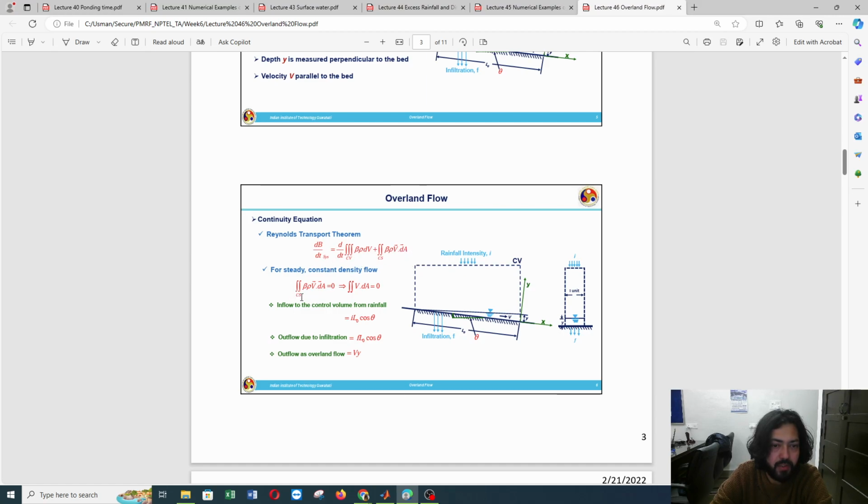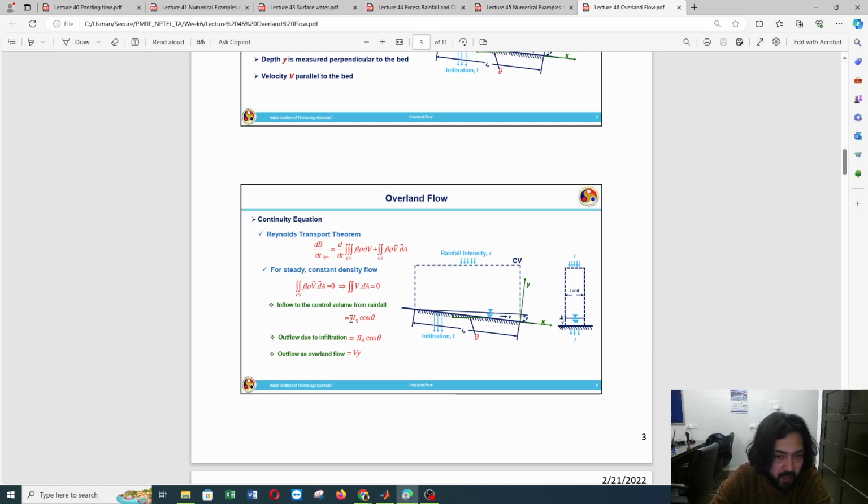So we have a control surface. Now rho is constant, so we can neglect it. Beta we can also neglect. The only thing left is v dA. Now we need to calculate v for both the cases, that is inflow, which is from rainfall, and outflow, which is from infiltration. And if we know inflow and outflow, we can calculate the net outflow also.